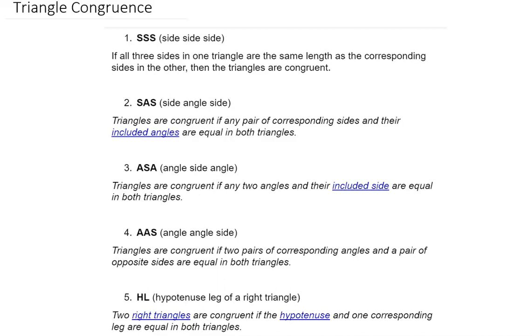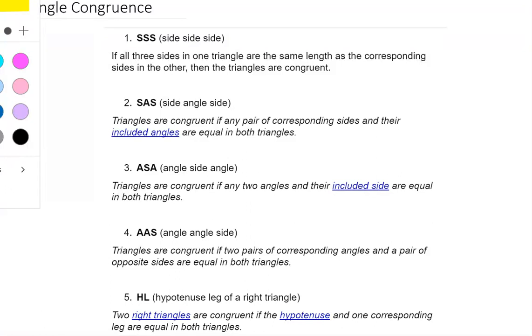Alright, when we're talking about triangles and congruence, if we have congruent triangles, that means we have congruent sides and congruent angle measures, which means the corresponding measures are the same and the corresponding sides are the same. Now, there are 5 ways that we can check for this congruence.